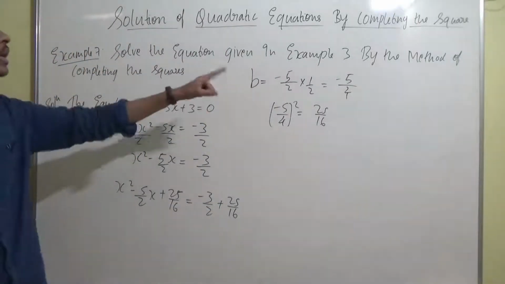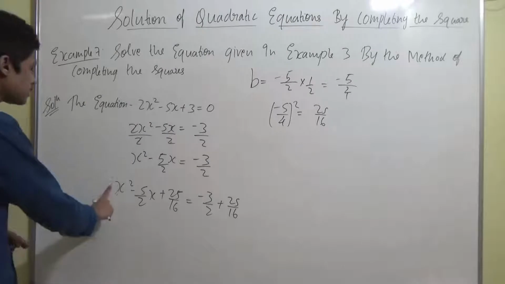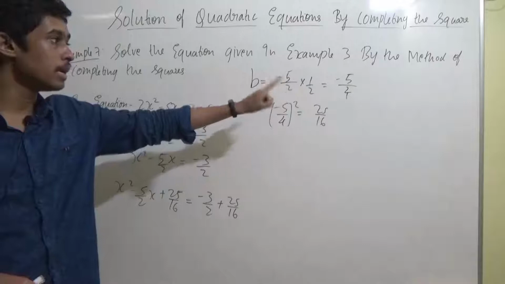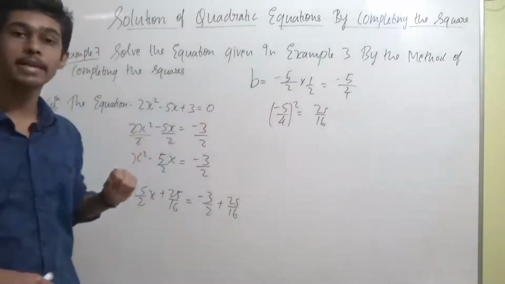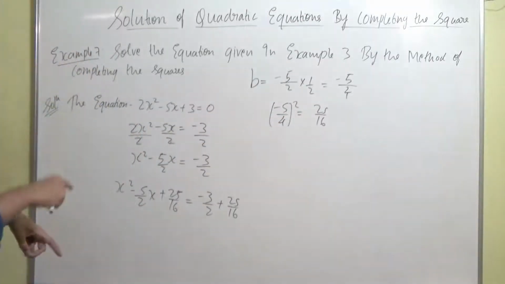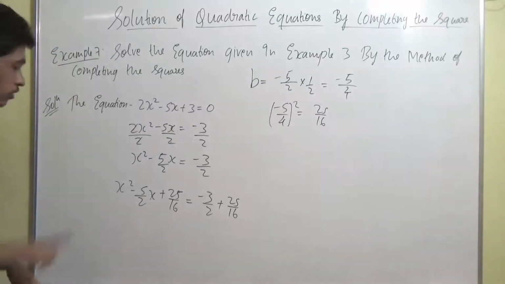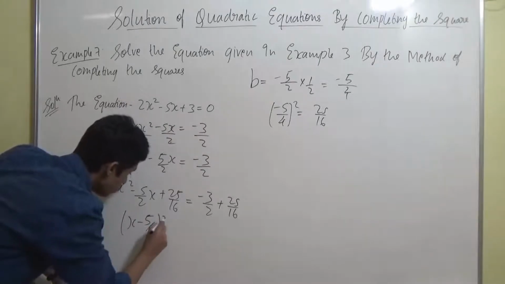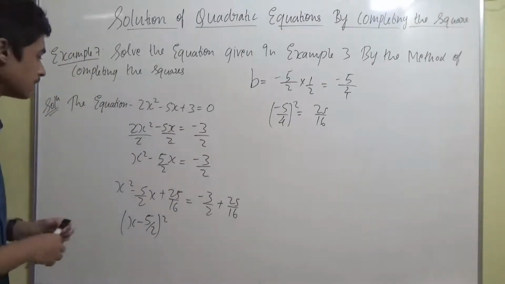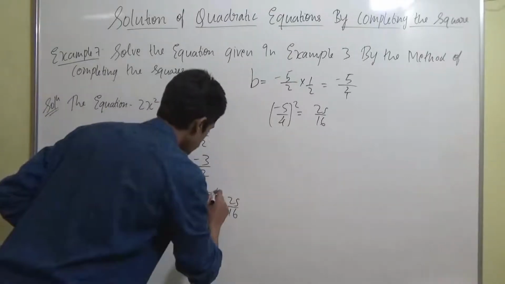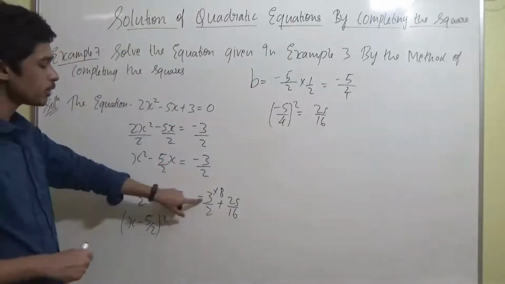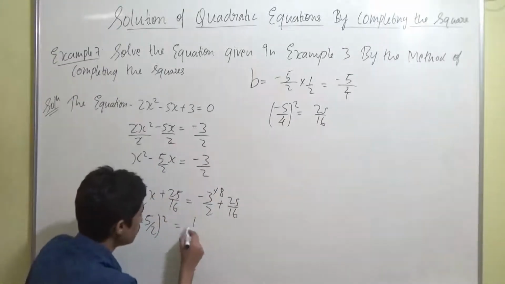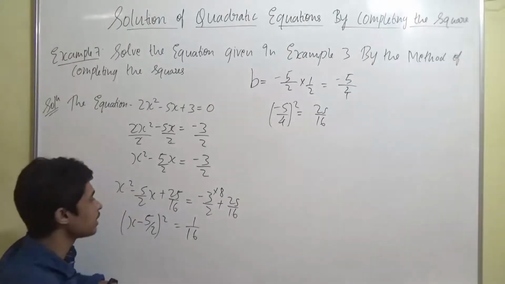Getting it, guys? If you do 2ab, what happens? 2 into a is nothing but 1. 2 into ab, if you do, it will become minus 5 by 4 into 2. It will become minus 5 by 2. Correct? That is what here it is. So this became like x minus 5 by 2 the whole square. Getting it, guys? Here if you take the LCM, this will be into 8. So this will become minus 24 plus 25 by 16. That is 1 by 16. Getting it, guys? After taking LCM, you're getting 1 by 16.